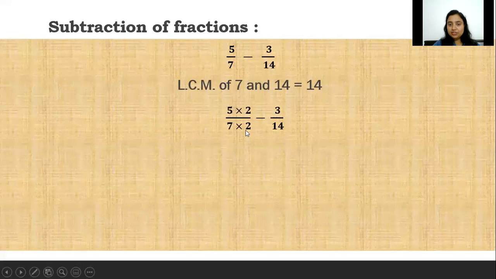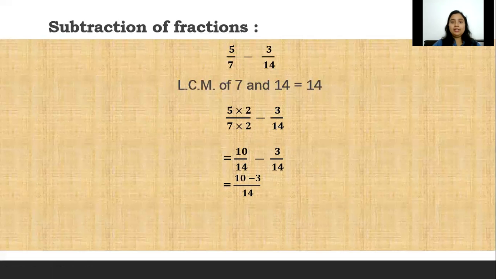Write 5 by 7, give it 2, give it 2. Don't touch this. Okay? And now just do the multiplication job. 5 twos are 10, 7 twos are 14, 3 by 14, and just subtract them. Now the only difference is just subtract. 10 minus 3 is 7, so 7 by 14. Now 7 and 14 both come in the table of 7, so you can reduce this further. Divide the numerator and the denominator by 7 and you get the reduced form.